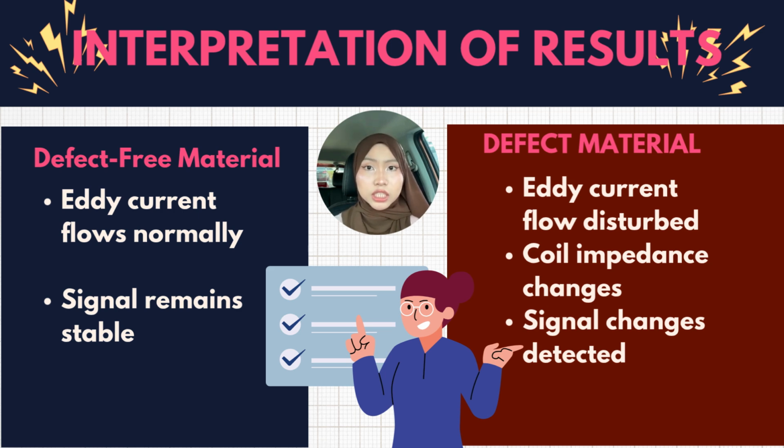This causes a change in the coil's impedance, which appears as a signal change on the instrument. By analyzing this signal change, inspectors can identify the presence and location of defects in the material.